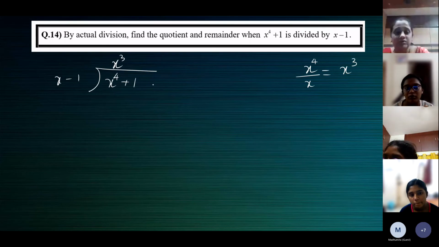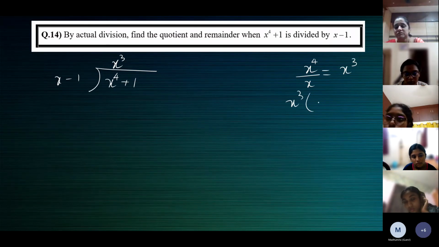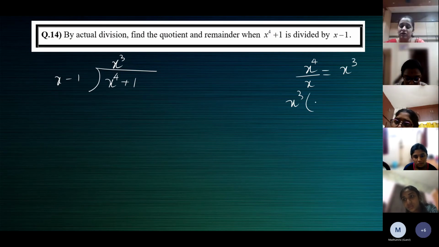So x to the power 3 is the first term in the quotient. Now we need to multiply x cubed by, yes, Tanya, is your remainder right? Ma'am, it's 1. Are you getting the same remainder in the long division method and using the remainder theorem? No, ma'am. I'm not getting the correct remainder, ma'am.